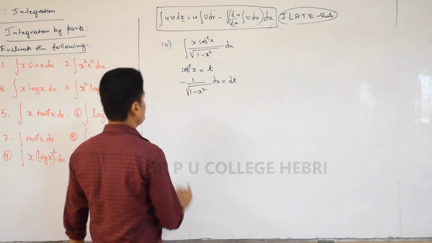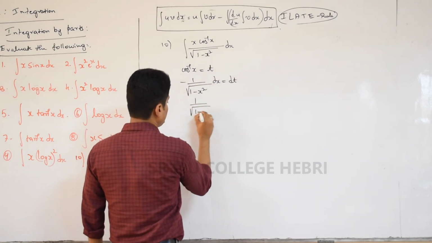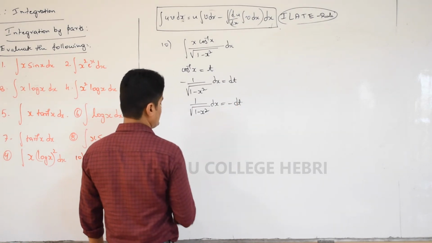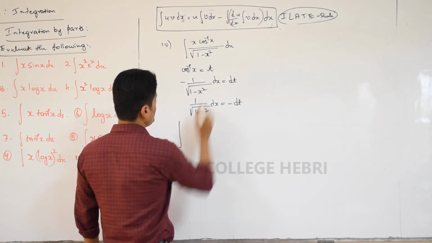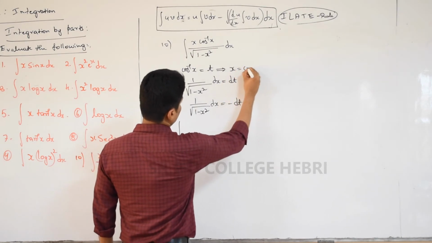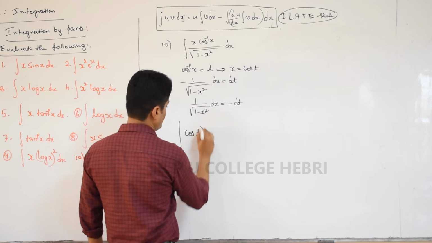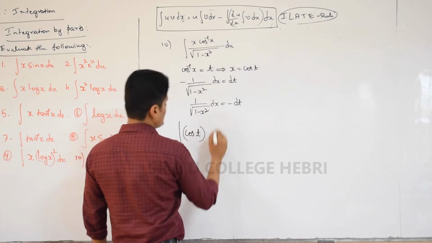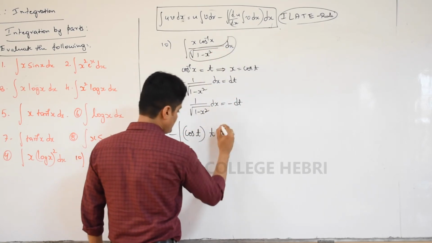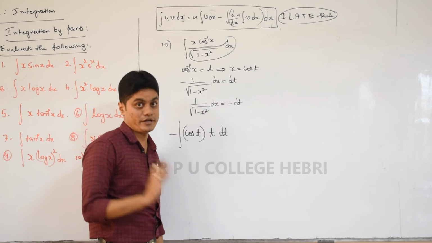Correct? After substituting, what do we need? We don't need this minus on the left hand side, so we need that on the right hand side. Correct? So see, if cos inverse of x is equal to t, what is x? Cos t. Correct? So replace x with cos t, cos inverse of x is equal to t, and this whole thing will be minus dt. Understood? Very important question.